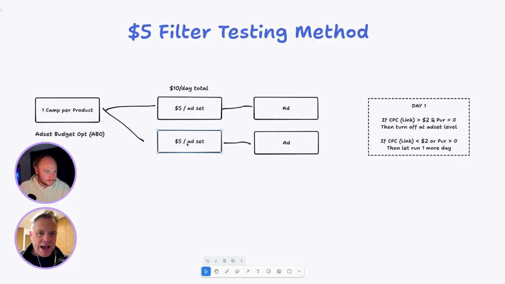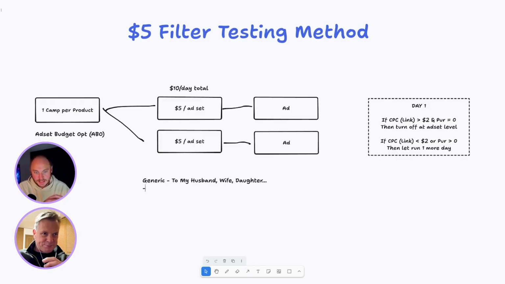So targeting. There are two types of sellers. There are the people who do what I call generic products. Generic means like to my husband, to my wife, to my daughter, to my cousin, whatever. They're not niching down beyond the status in life, the big relationship, family relationships.